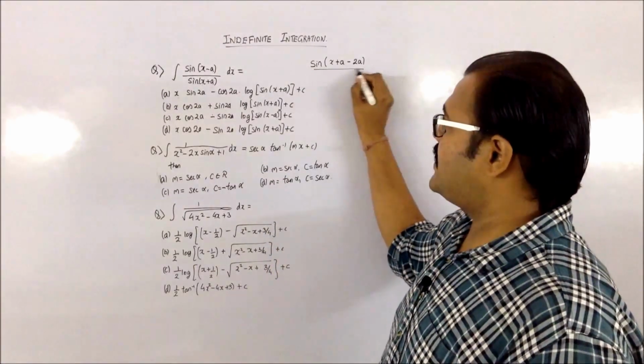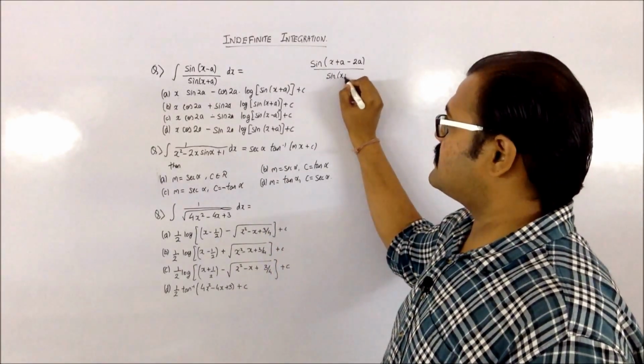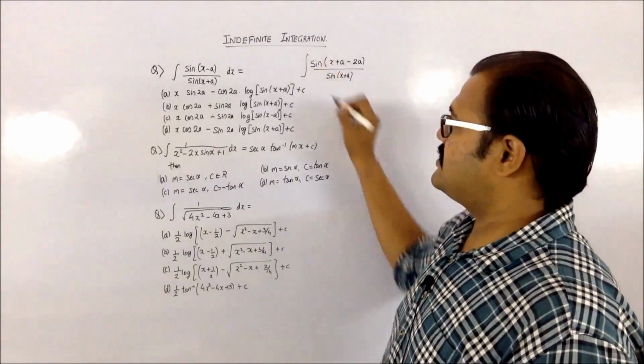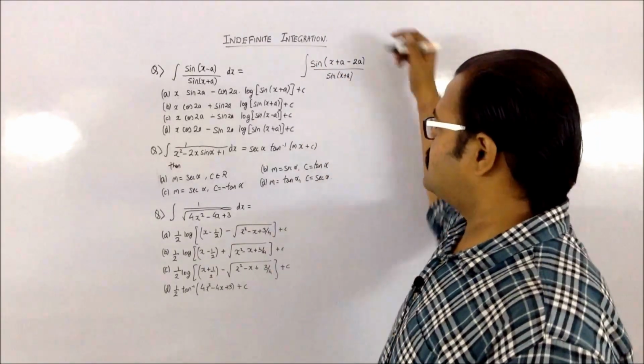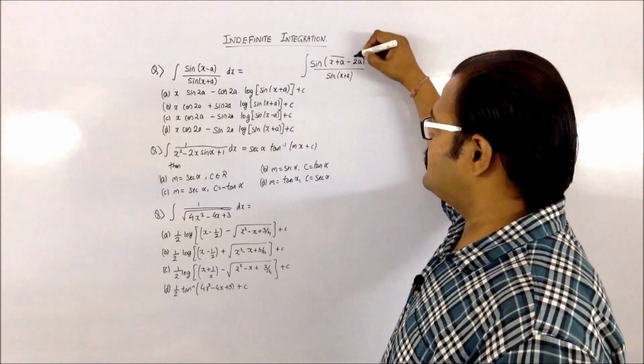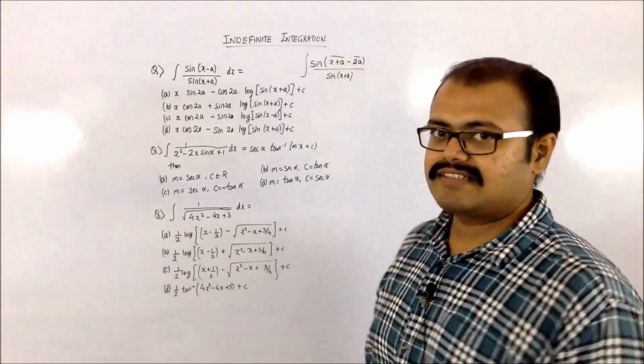So this thing divided by sine of x plus a. If you find integration of this, what you will be able to see is that this is my A and this is my B, so it is sine of A minus B.